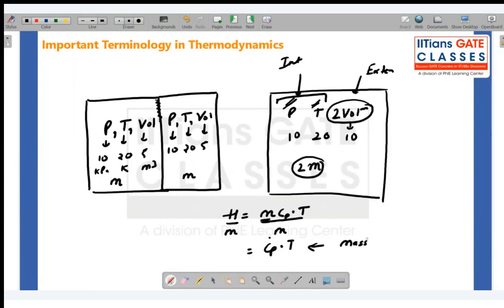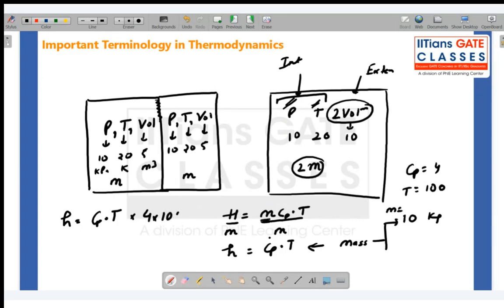Now is there any mass term in it? For example, your mass is 10 kg, and you have to calculate H. Cp is 4.18, and let me write 4 only. Cp is 4 and temperature is 100. I want to calculate h when mass is equal to 10 kg. So let me calculate small h. Small h is Cp into T. That means 4 into 100 is equal to 400.